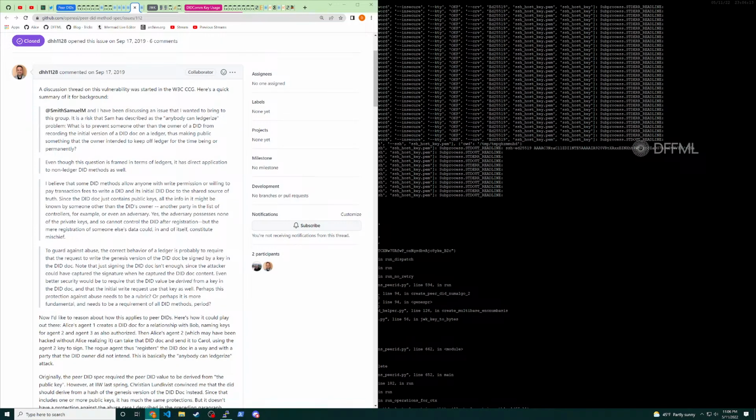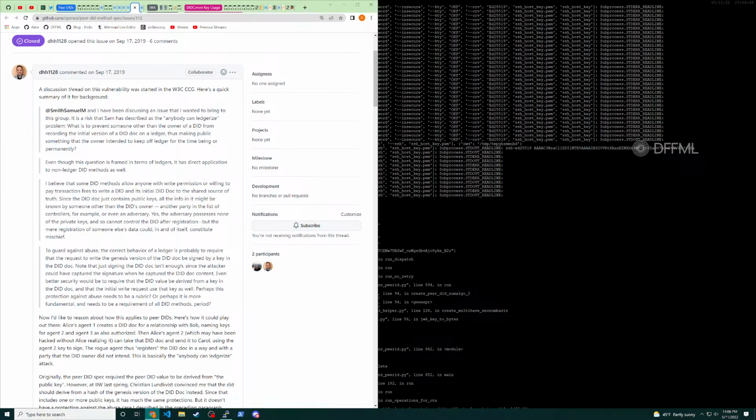Okay, so a discussion thread around the vulnerability has started in the W3C CCG. Here's a quick summary of the background. Smith, Samuel M. and I have been discussing an issue that I wanted to bring to this group. It is a risk that Sam has described as the "anybody can ledgerize" problem. What is to prevent someone other than the owner of the DID from recording the initial version of a DID doc on the ledger, thus making public something that the owner intended to keep off the ledger for the time being or permanently? Even though this question is framed in terms of ledgers, it has direct application to non-ledger DID methods as well.